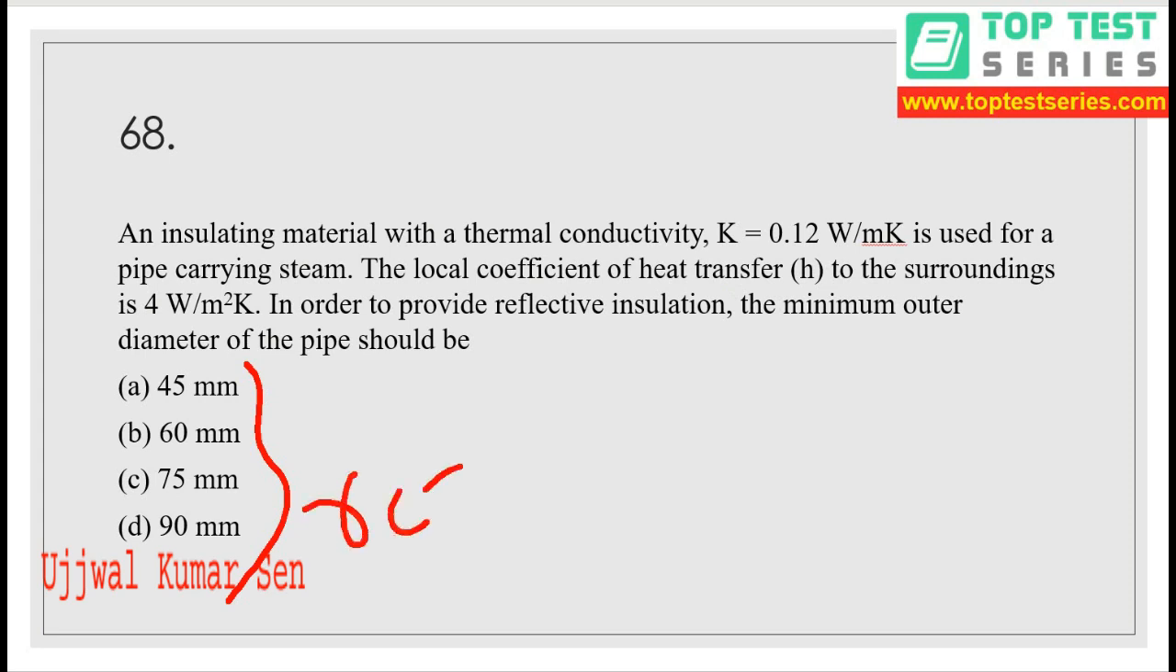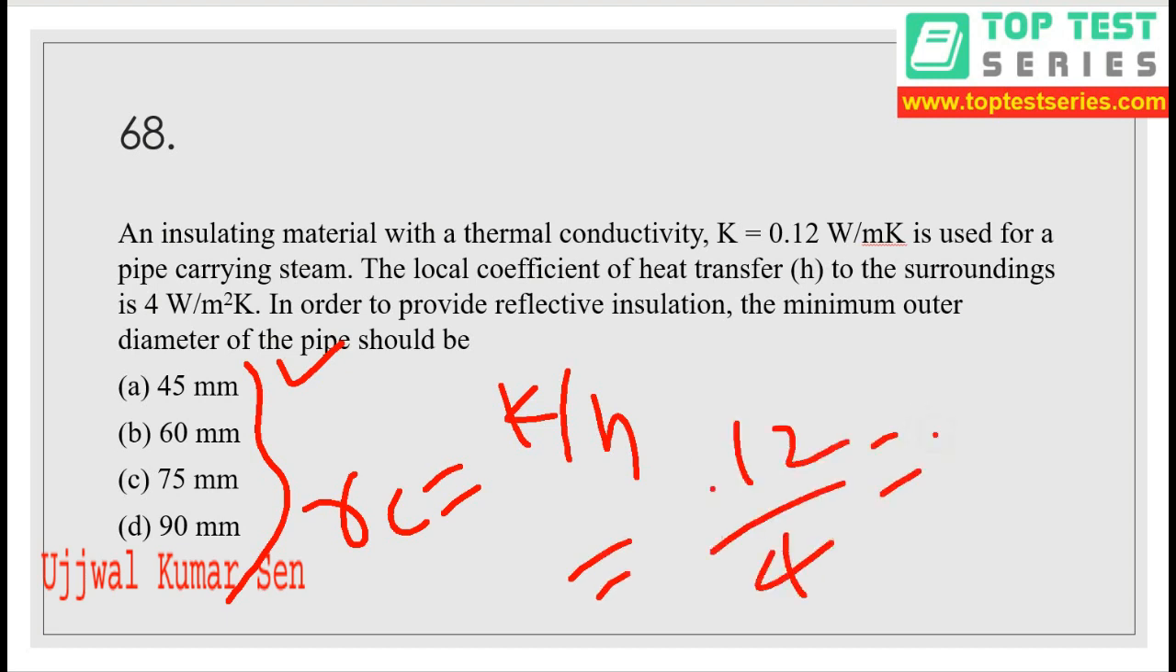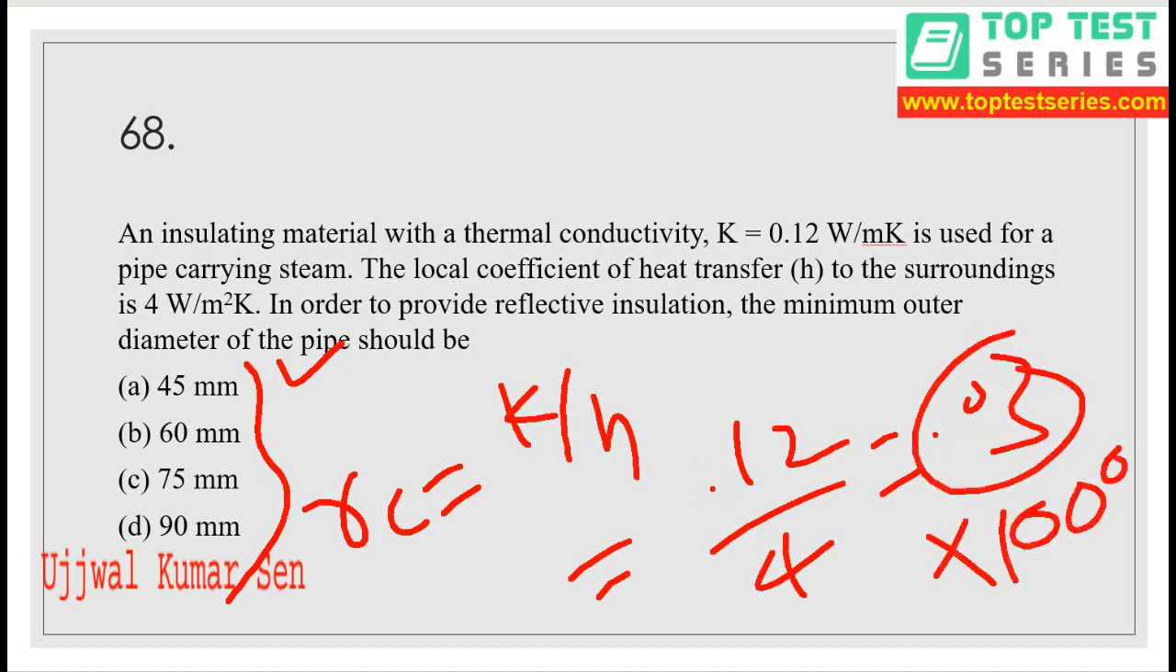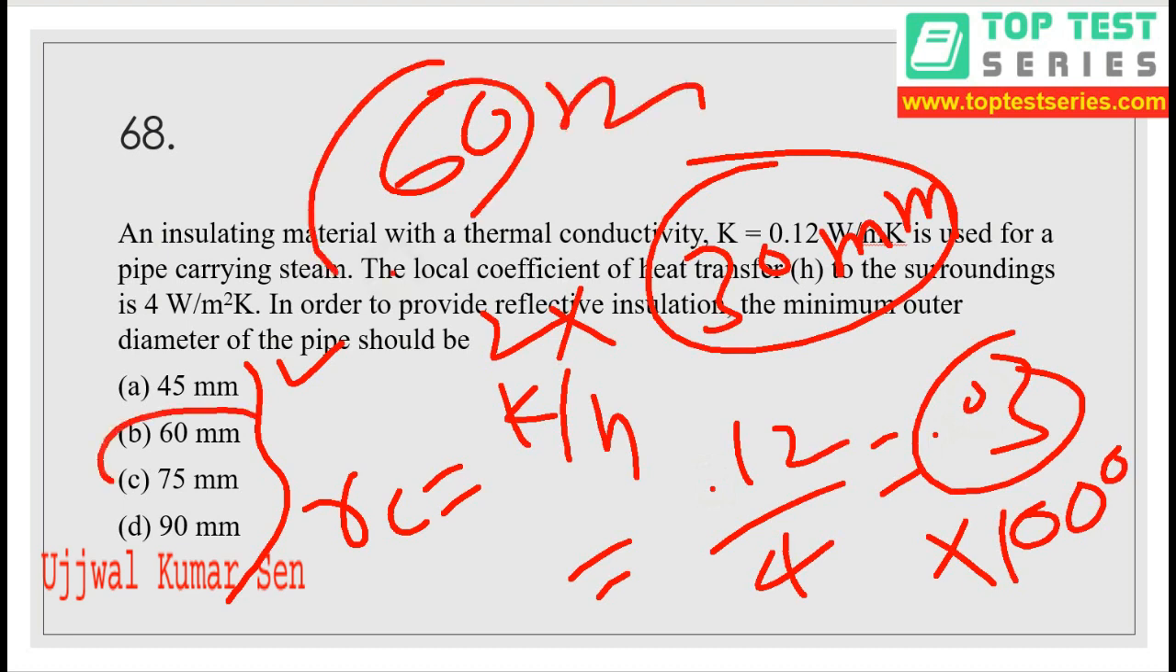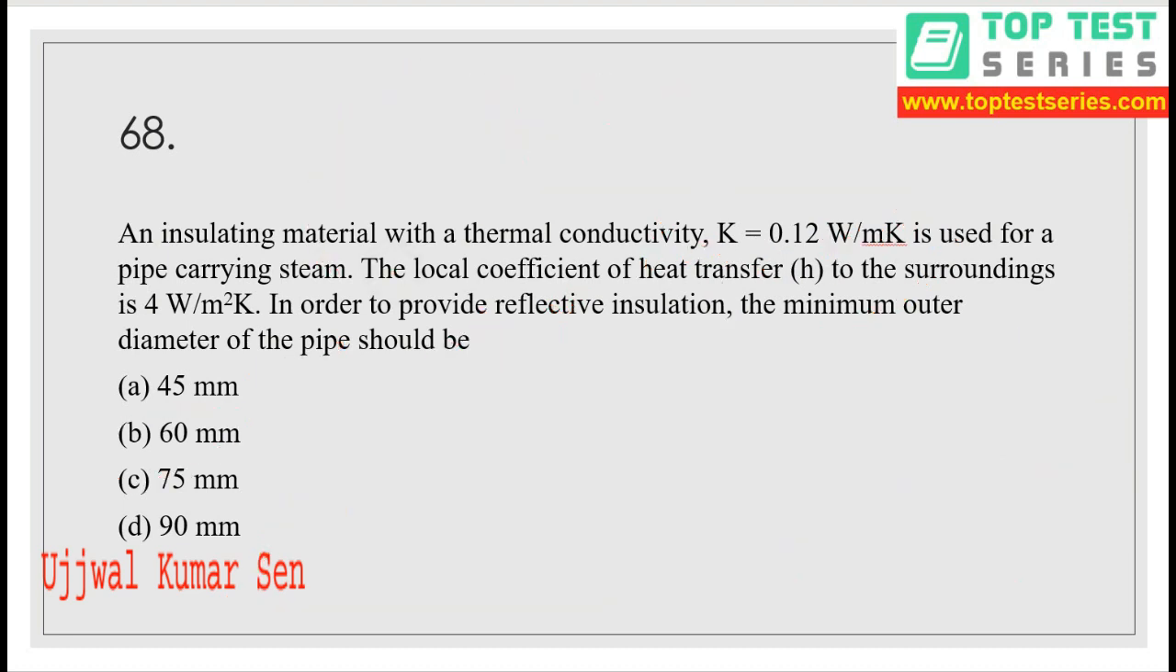So RC is equal to what, my dear? It is talking about a pipe, so for a pipe it should be K upon H. K is what, my dear? We have been given 0.12. H is what? 4. It should be 0.03. So multiply this term with what, my dear? 1000. So what are we getting? 30 mm. Radius is 30, so diameter would be what? 60, because we have to multiply this term with 2. So it is 60 mm. So therefore B is the correct answer for this question.